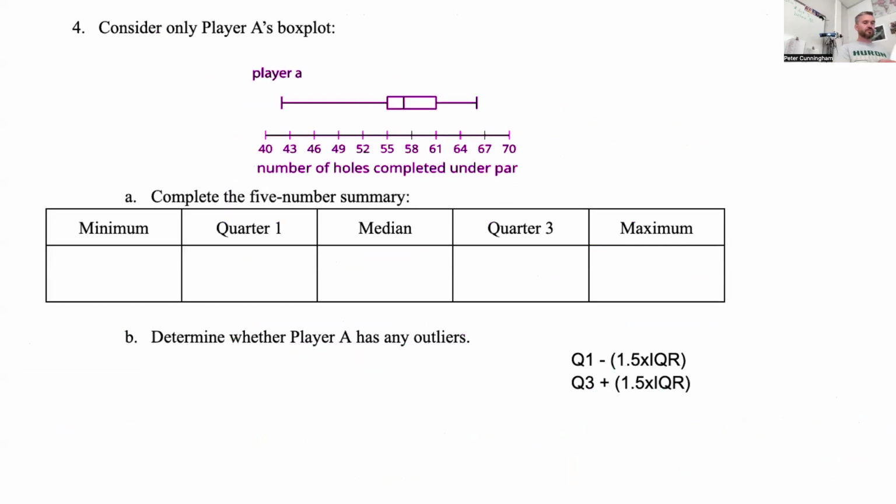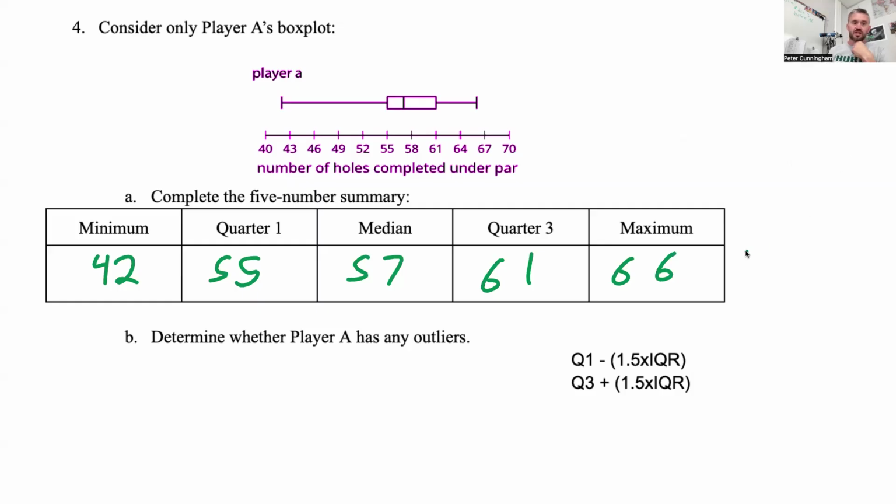Okay. Player A's box plot. So we're focusing only on player A right here. Okay, so let's look at player A's box plot. The minimum is 42. Quartile 1 is 55. Median is 57. Quartile 3 is 61. 66 for the maximum.